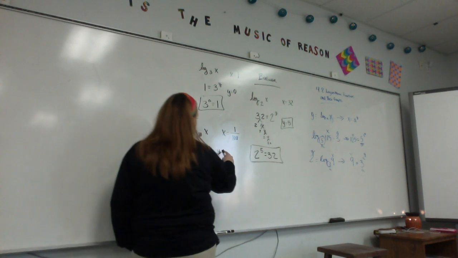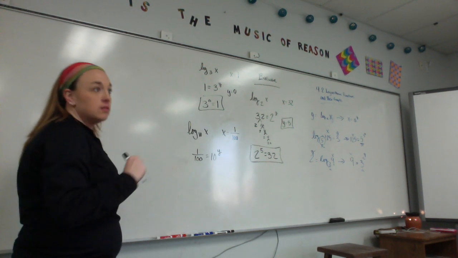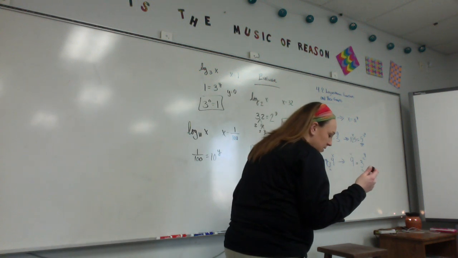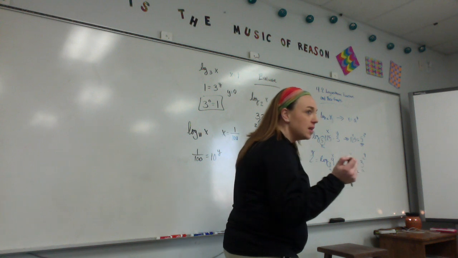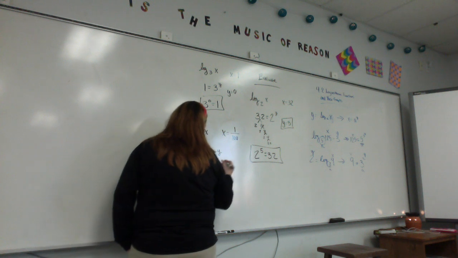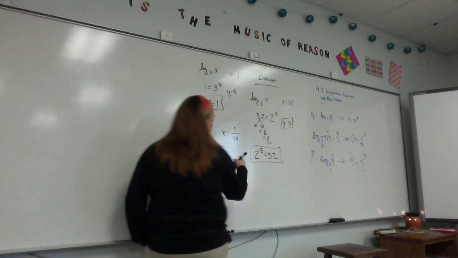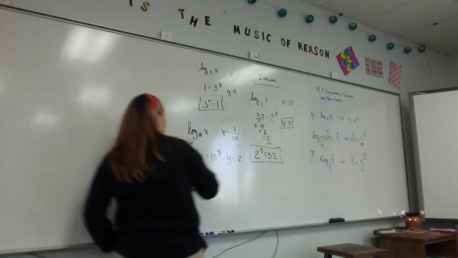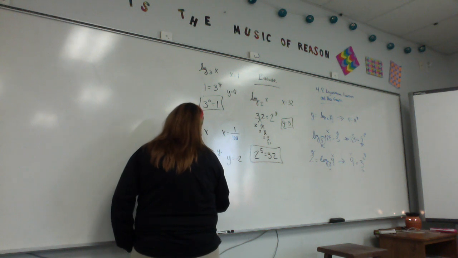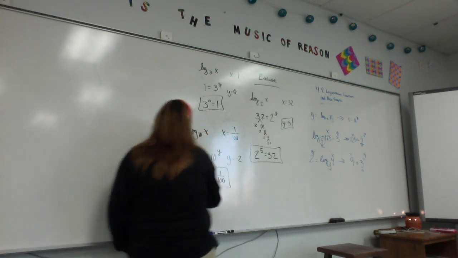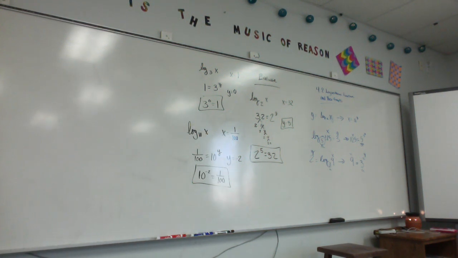Now, 10 to what power gives me 100? 10 times 10 is 100. So you're saying 10 to the 10th power? No, 10 squared. So I need to say y should equal negative 2, because I know that 10 squared is 100. If I put negative 2, I'm going to flip it and put it down in the denominator. So I get 10 to the negative 2 equals 1 over 100. Anytime you see a fraction, you're going to have a negative exponent, okay?